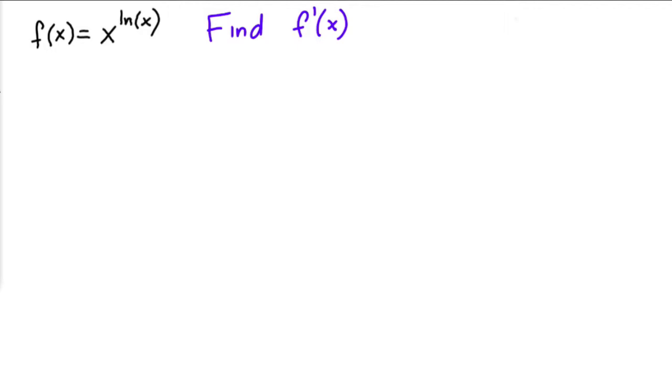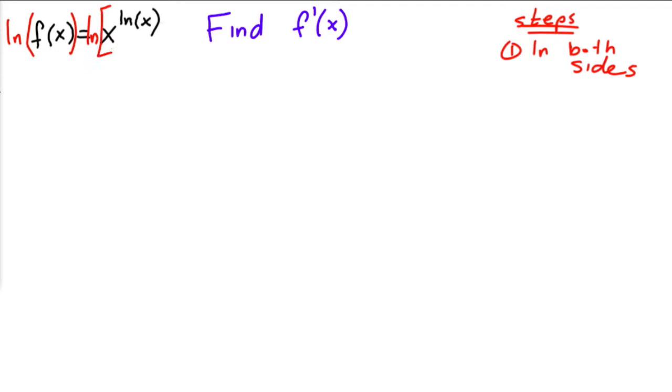So remember your steps for using logarithmic differentiation. The first is to get the log of both sides. Okay, so get the log of the left side and the log of the right side. So it's okay that there's another log there. We'll just leave it alone.